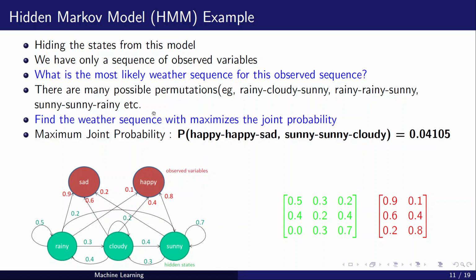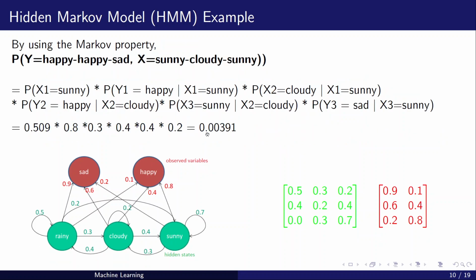What we have to do is find out the maximum joint probability between this observable and these permutations, or the weather sequence that maximizes the joint probability p of y comma x. You can see that the sequence that maximizes this joint probability is sunny, sunny, cloudy, that is 0.04105. The previous sequence, sunny, cloudy, sunny, had only this probability 0.00391.